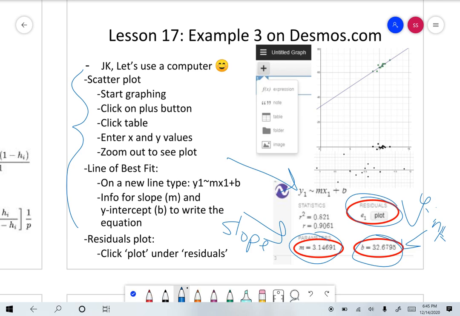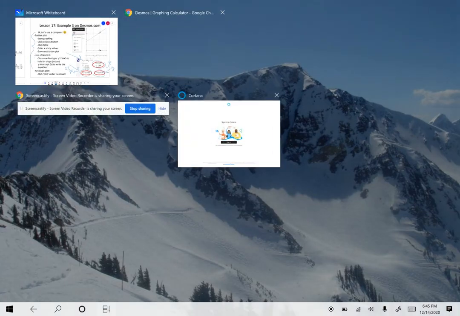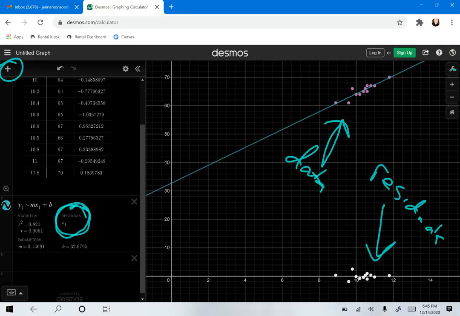Now you can calculate it by hand, but that's really complicated and we're not going to get into it right now. But you see here that the equation for the line of best fit, if you look where that slope and the y-intercept is that I just pointed out, the slope is 3.15 rounded to the nearest hundredth, and the intercept would be 32.68.